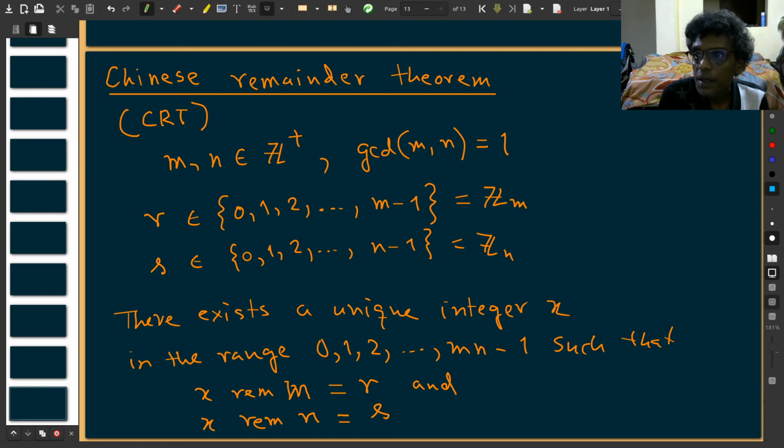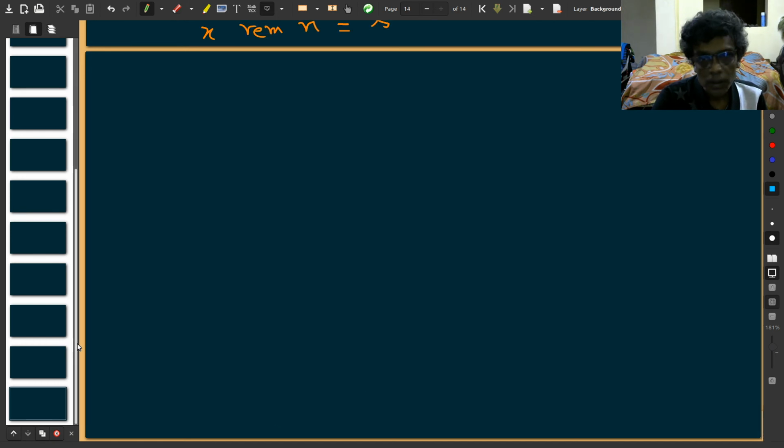There are many other ways I can extend this. I can take multiple moduli m1, m2, up to mk, but anyway, let us not worry about this. Actually, given this result for two moduli, I can generalize for any finite number of moduli. So, how do I prove it?